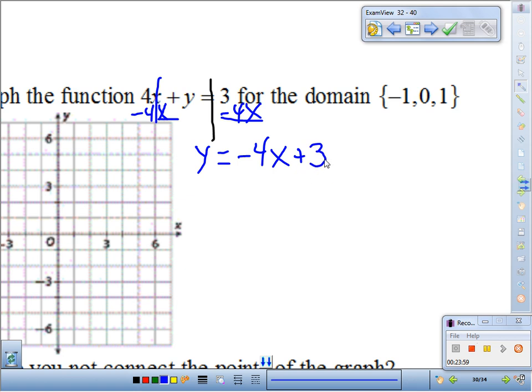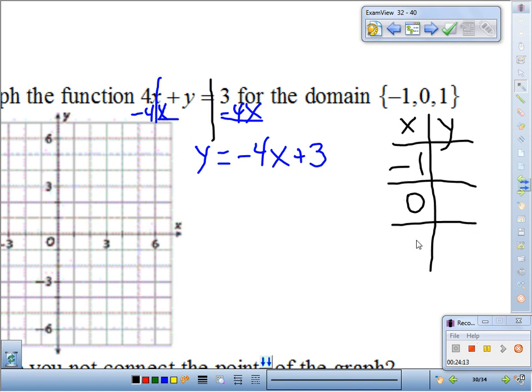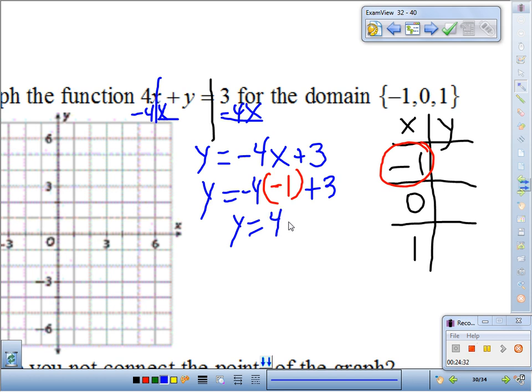Now that we have that, let's get values of what? Negative 1, 0, and 1. That's our domain. So we're going to do this. X, y, negative 1, 0, and 1. So what's my first value that I'm going to substitute in there? For x, right? So this is negative 1. Bring down the rest. Y equals negative 4 plus 3. What is negative 4 times negative 1? 4 plus 3?